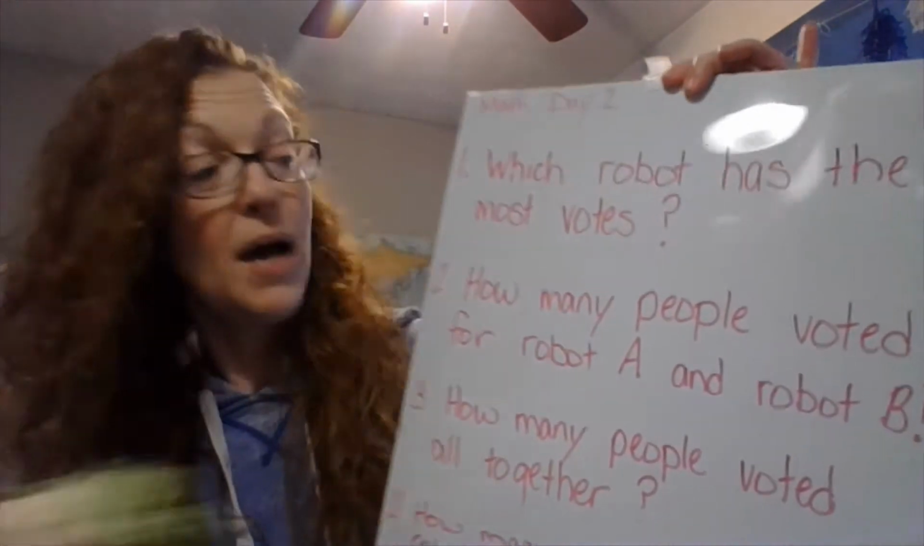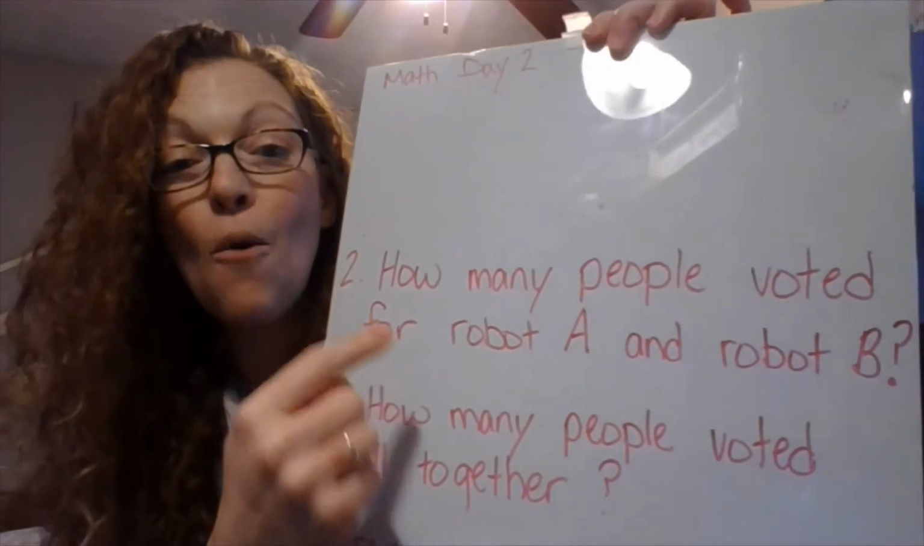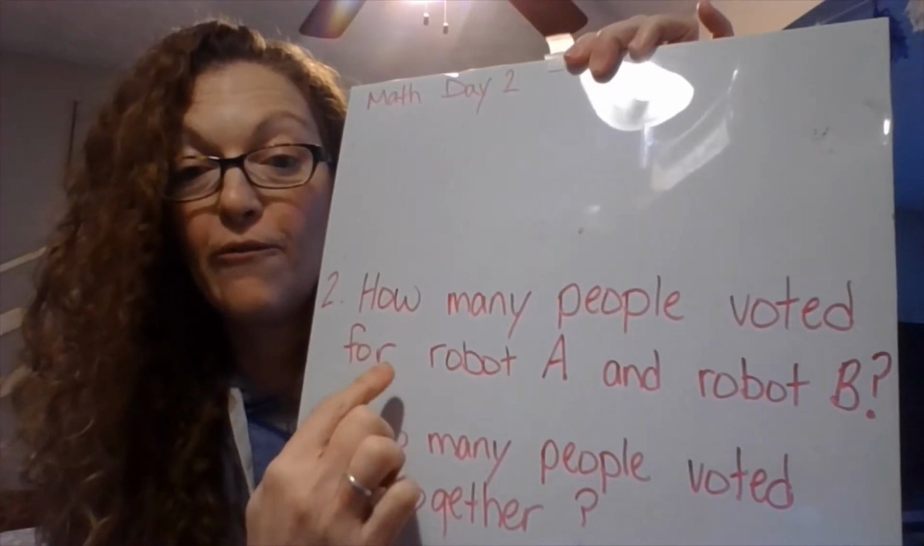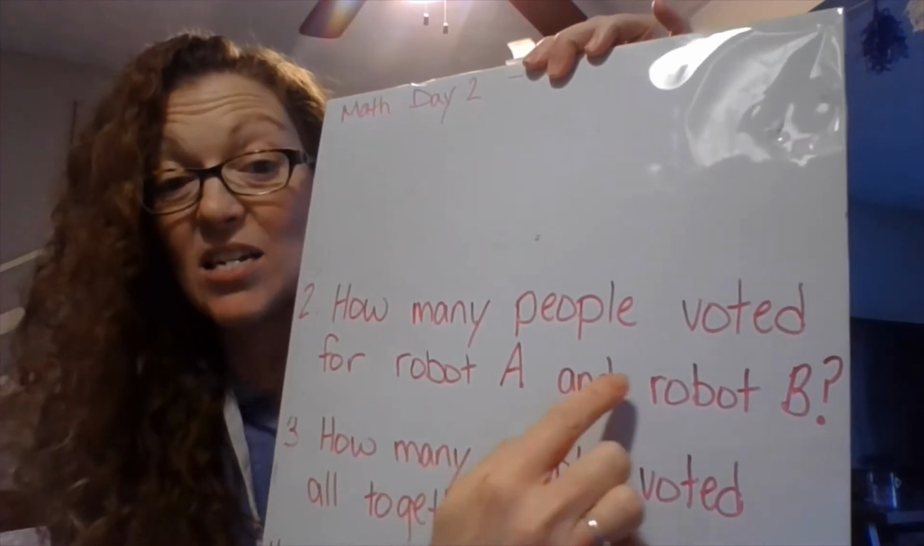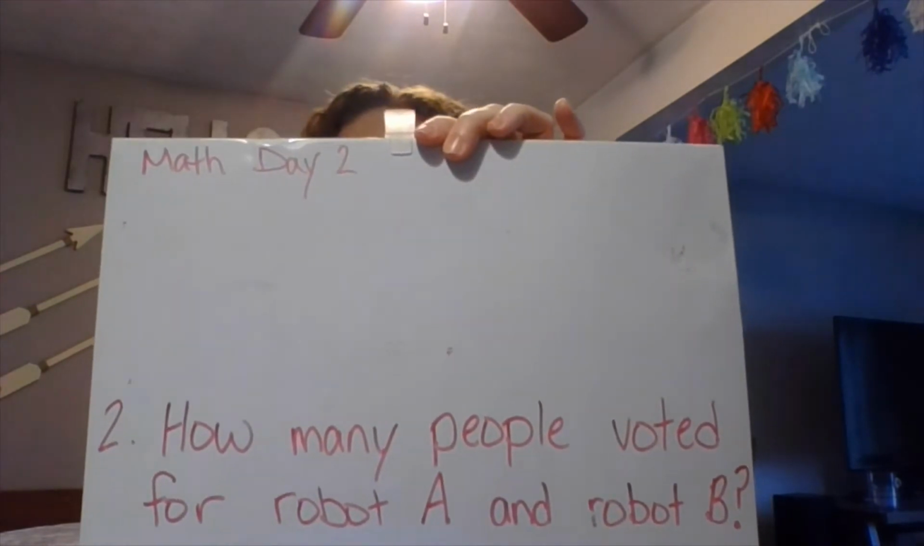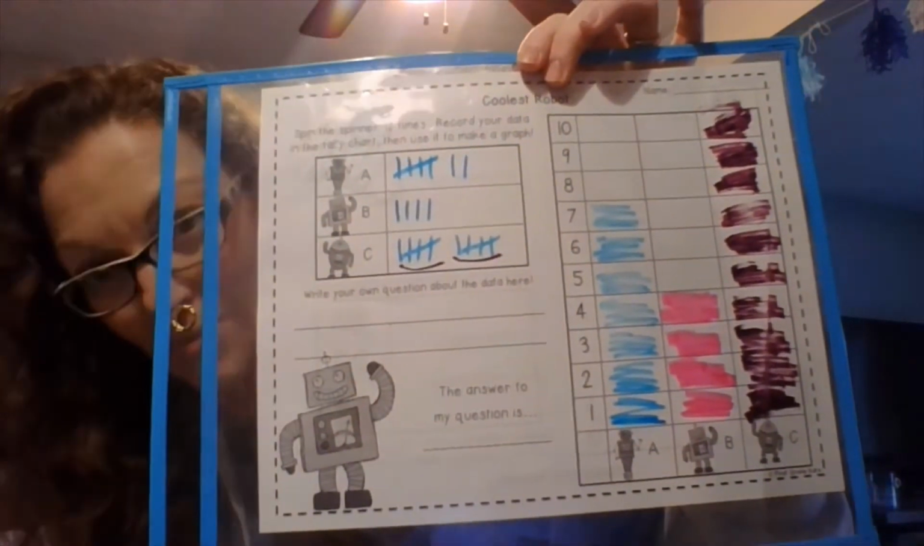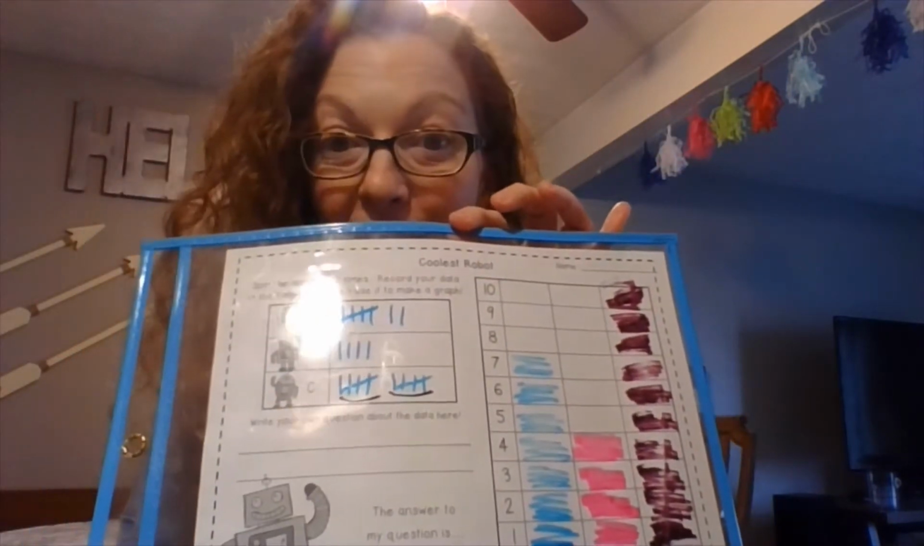All right, question number 2. How many people voted for Robot A and Robot B? Well, let's look at the data. Robot A and Robot B. That word "and" tells me that I have to compose. Compose means add them together.